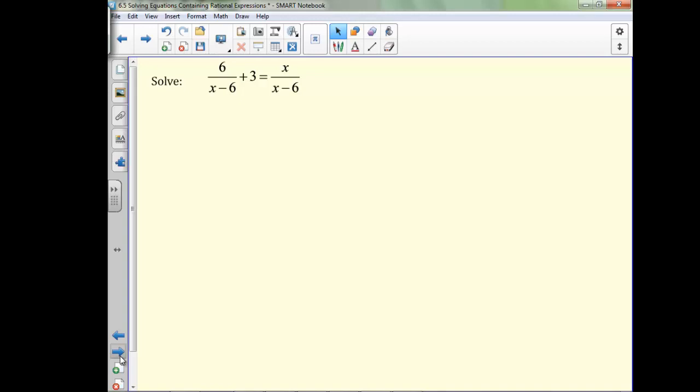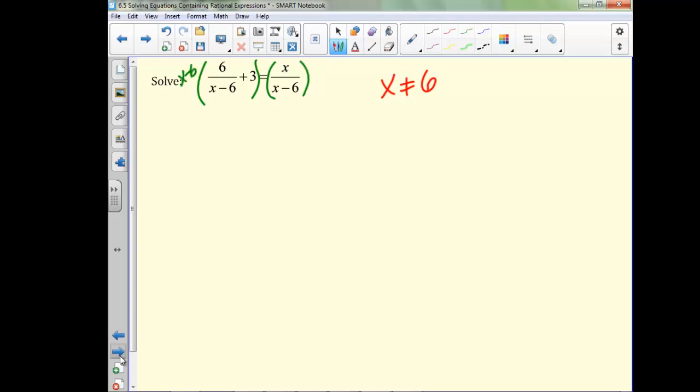Now on this one, notice x cannot be positive 6 because that would make our denominator 0. Our common denominator would be x minus 6. So over here, these will cancel, and we're left with 6. Then we'll have 3 times this x minus 6. These will cancel on the right. We're left with x.